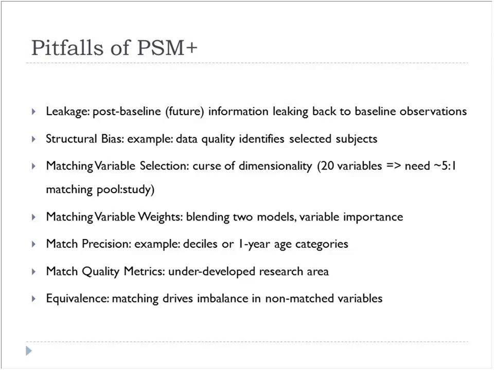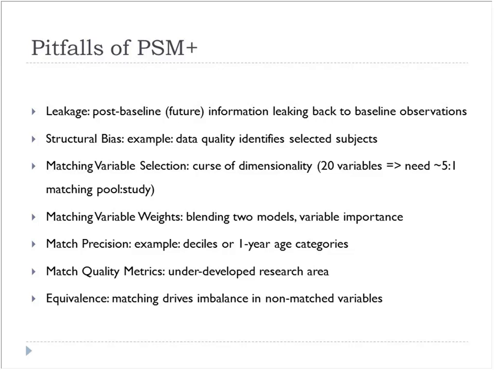Blending the two models, and the match precision is, as I said, I use deciles a lot, age categories. You want to be as precise as you can, but some variables are not as important to match, so you can relax on those. And it's difficult to come up with the metrics that we need for that.